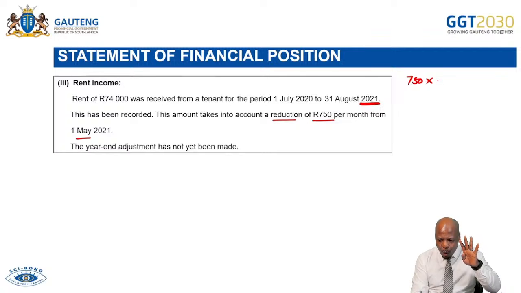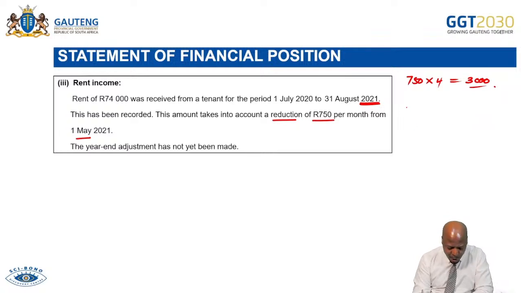So that reduction was for 4 months. 750 by 4. That will give you how much? 3,000. Okay, let's go on. So we'll now say that 74,000 that we have recorded is after a reduction of 3,000. So we'll come and add the 3,000 back. And then we would end up now with how much? 77,000.